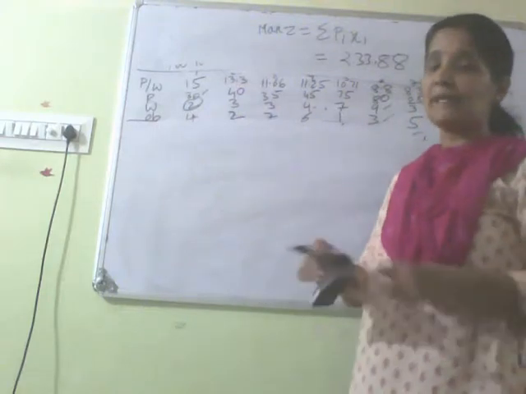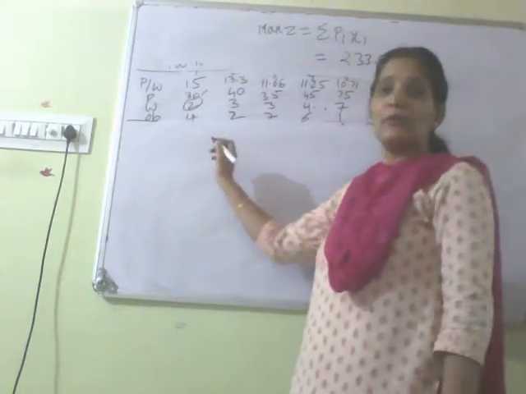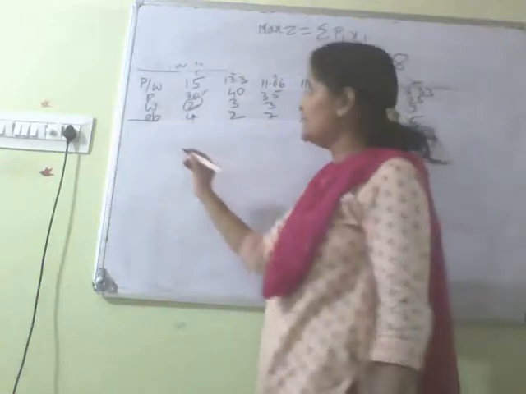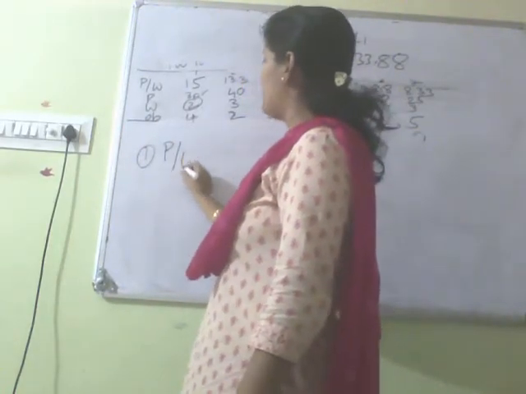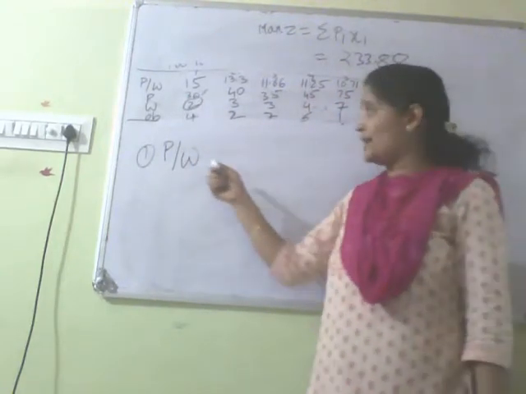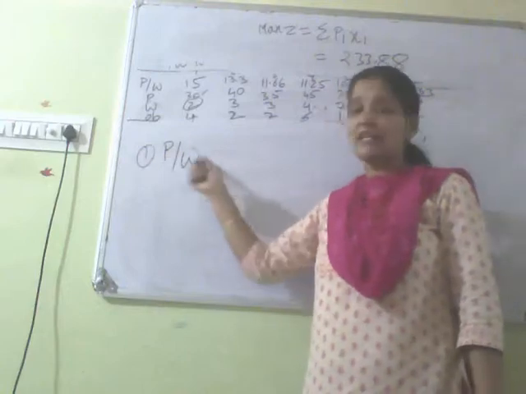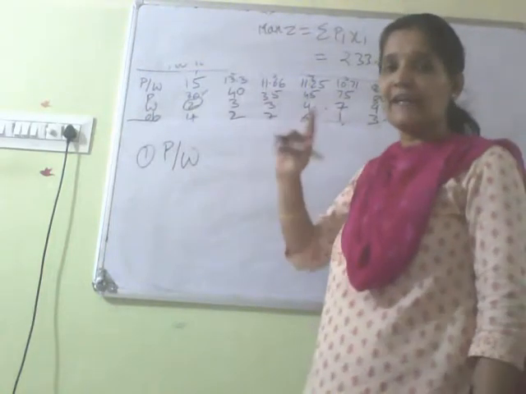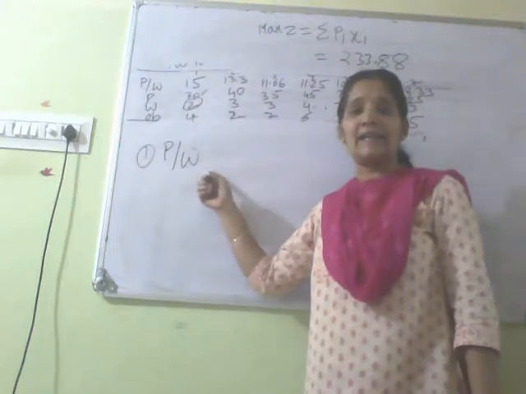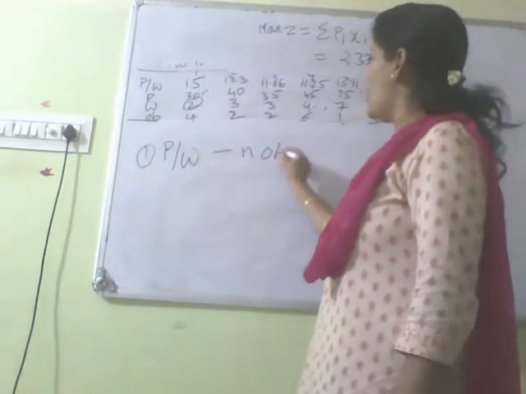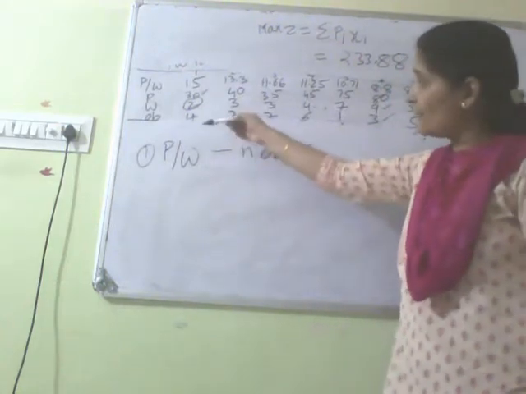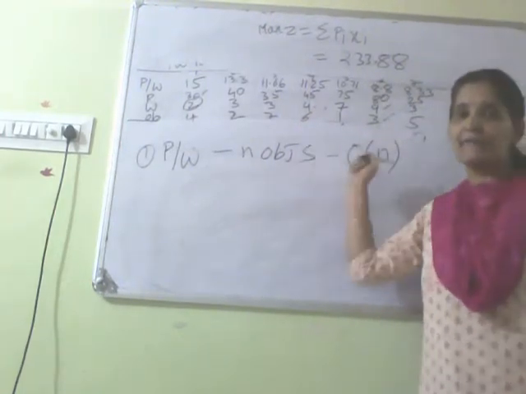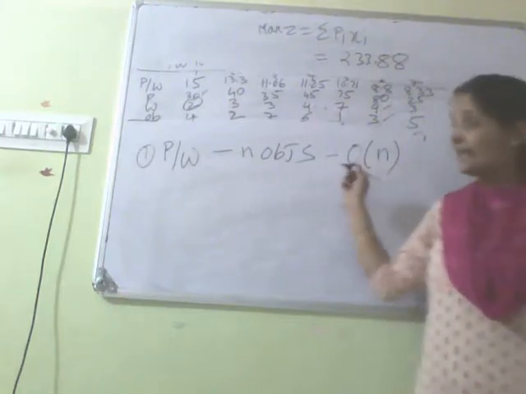In this knapsack algorithm, what is the first thing we are doing? We are calculating P by W. For each and every object, we are calculating profit per unit weight. If you have n objects, for n objects you are finding it out. So for finding out the profit per unit weight, the time complexity is big O of n. That is the first step.